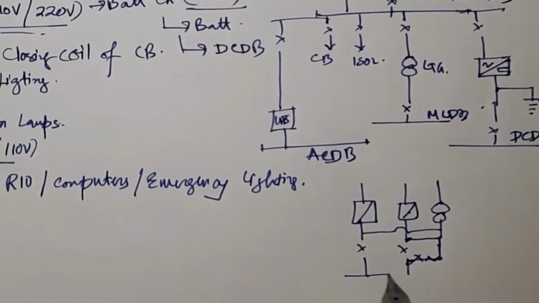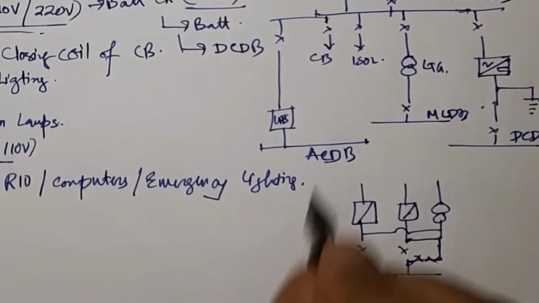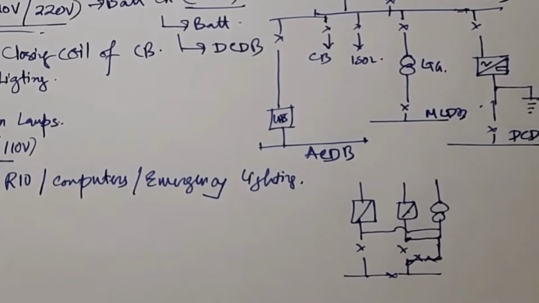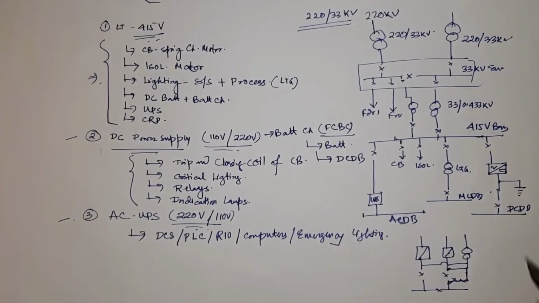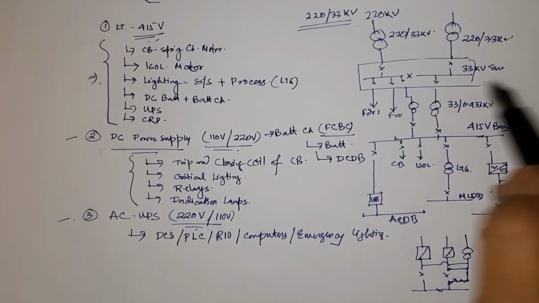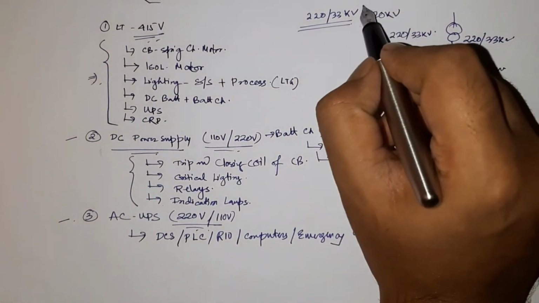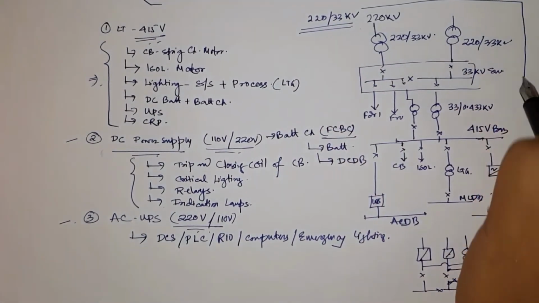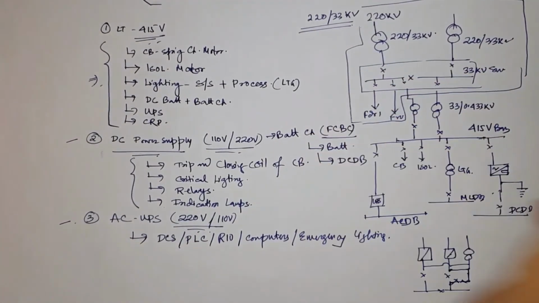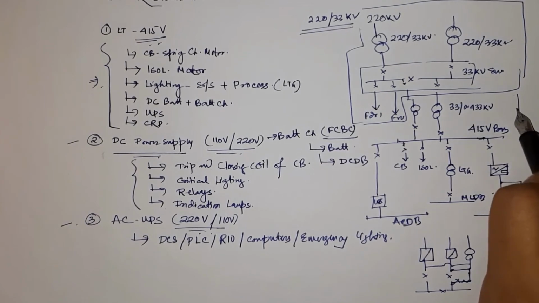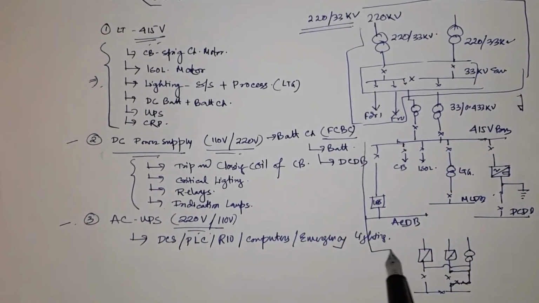So this is the UPS system, and from here the ACDB is connected. This is how the UPS is designed. So all this system will be designed in this manner. So your main substation is only this portion. But you have to design the rest of the portion to make your substation work.